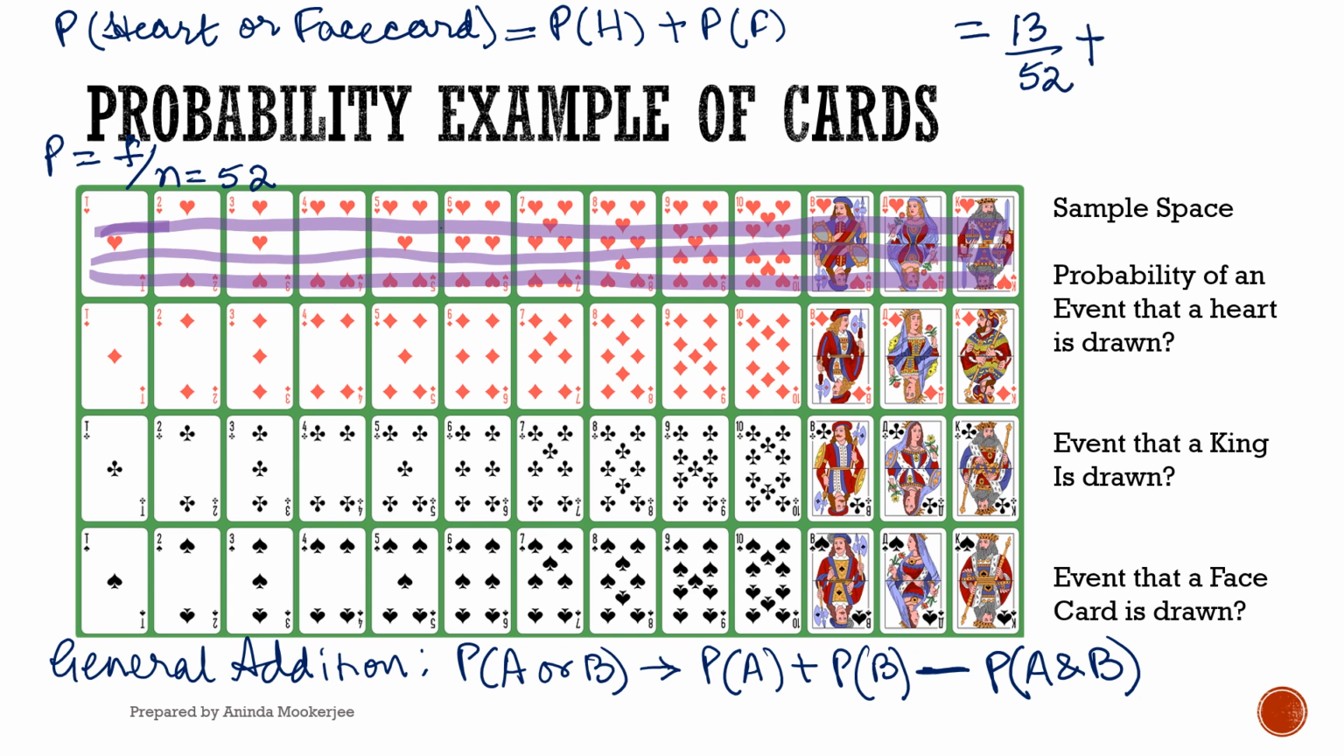Plus, we have to find the probability of face cards. So how many face cards do we have here? All these cards are our face cards, correct? All these cards.